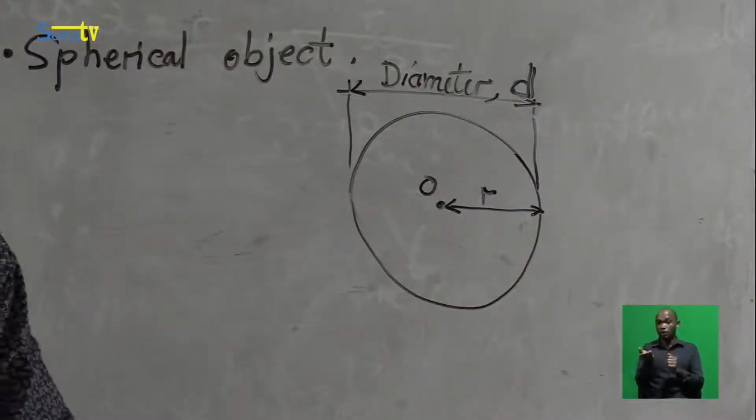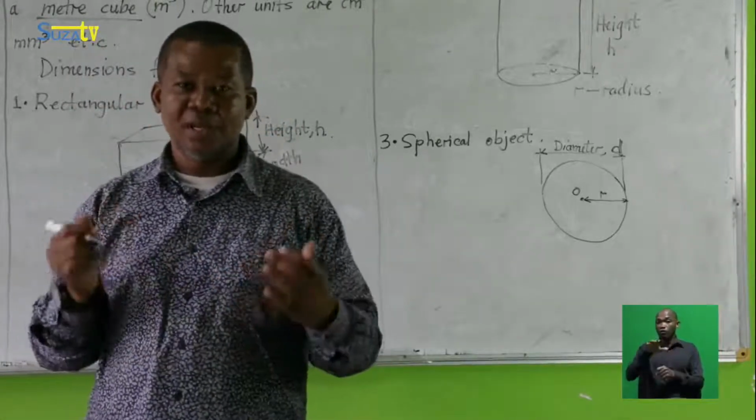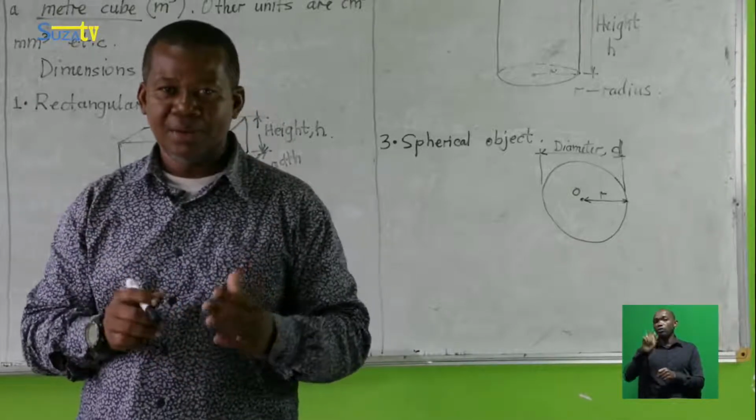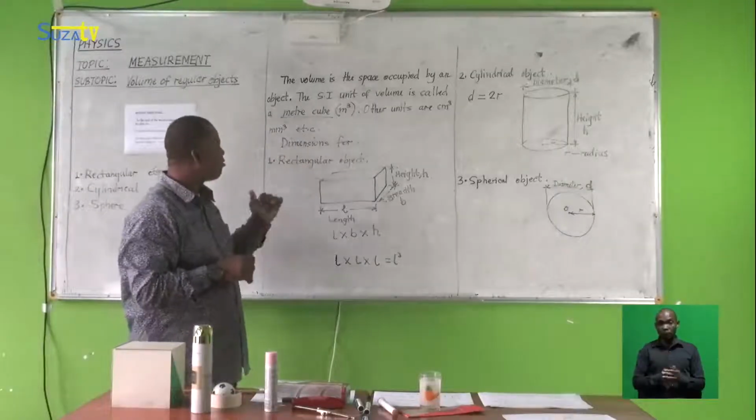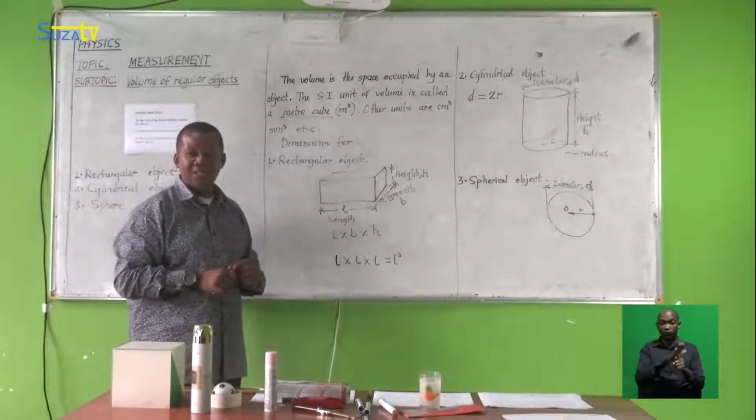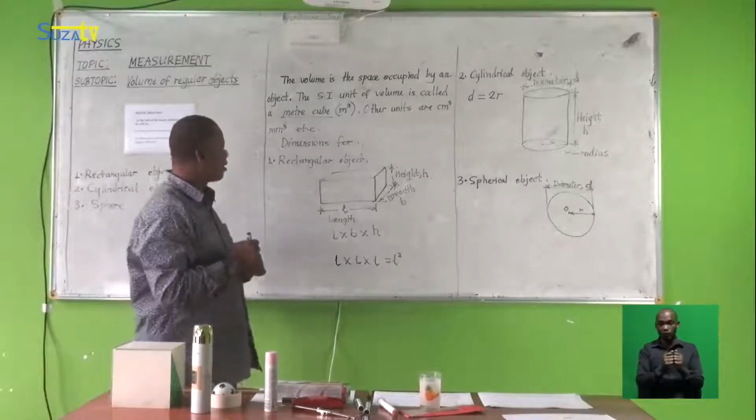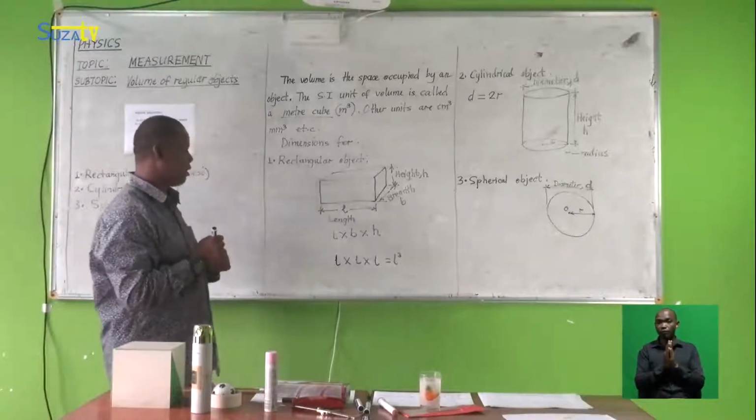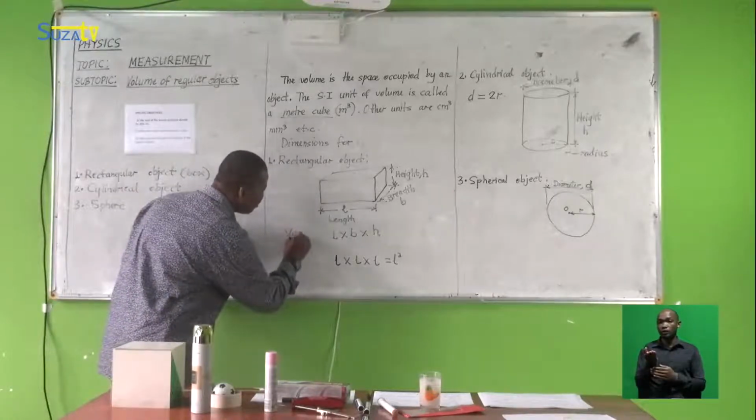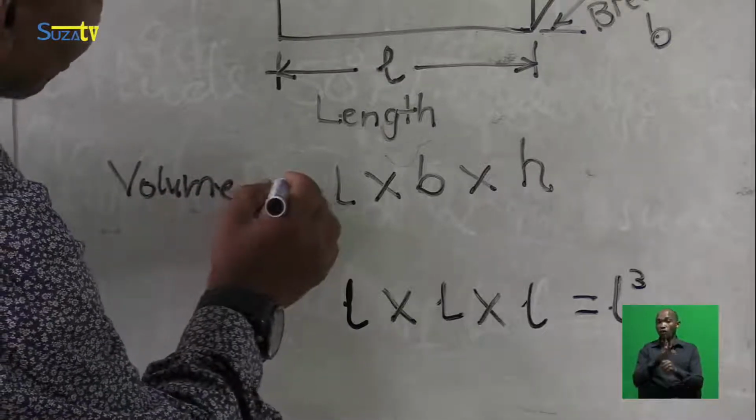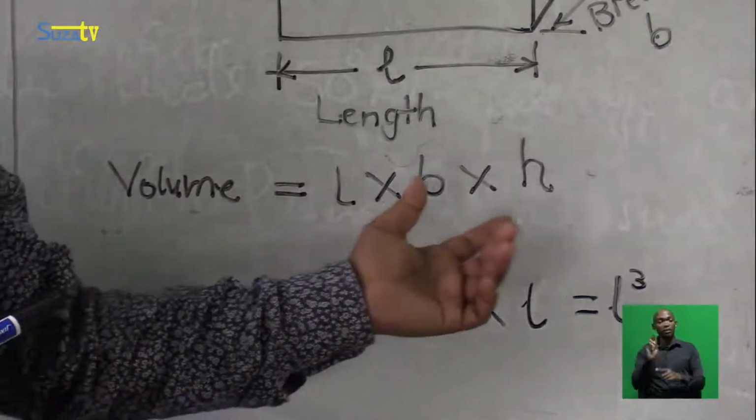Now, it is time to remember the volume of those regular objects. Okay, are you ready? Thank you. Who will start? What is the volume for the rectangular object? Okay. Yes, thank you. The volume of the rectangular object is given by volume, which is equal to length times breadth times height.